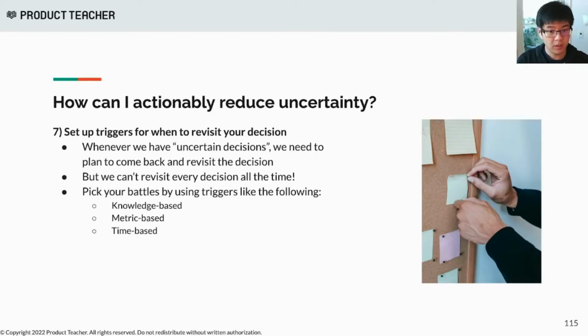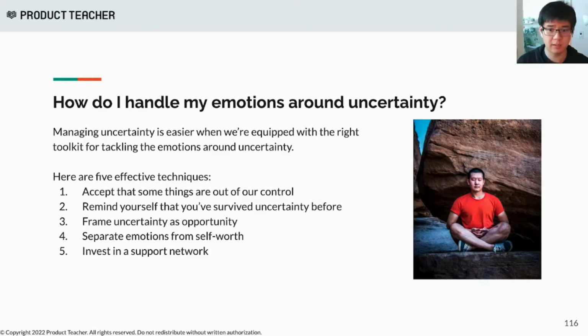And so now we know how to objectively reduce uncertainty. But what about our emotions when we're tackling uncertainty? We have to remember, at the end of the day, product managers, we're people, and people honestly don't like uncertainty. It's just something that really messes with emotions. And so when we have the right emotional toolkit for managing uncertainty, we can feel a lot more comfortable in tackling the objective work around reducing the uncertainty.